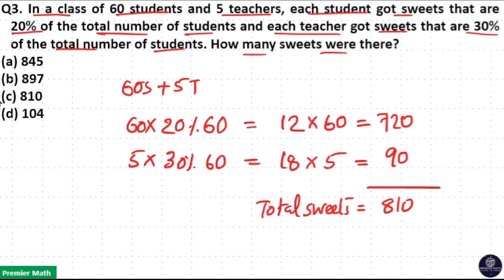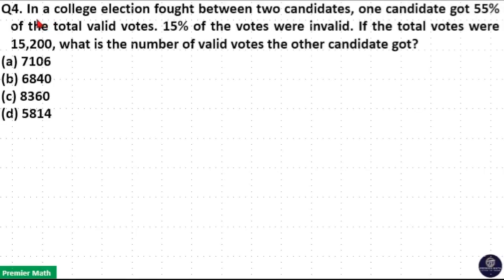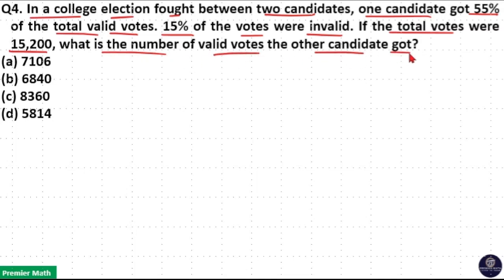So option C is your answer. In a college election fought between two candidates, one candidate got 55% of the total valid votes. 15% of the votes were invalid. If the total votes were 15,200, what is the number of valid votes the other candidate got?